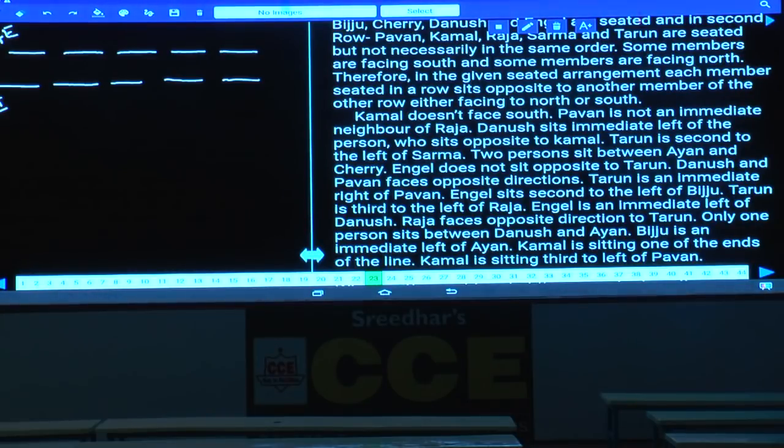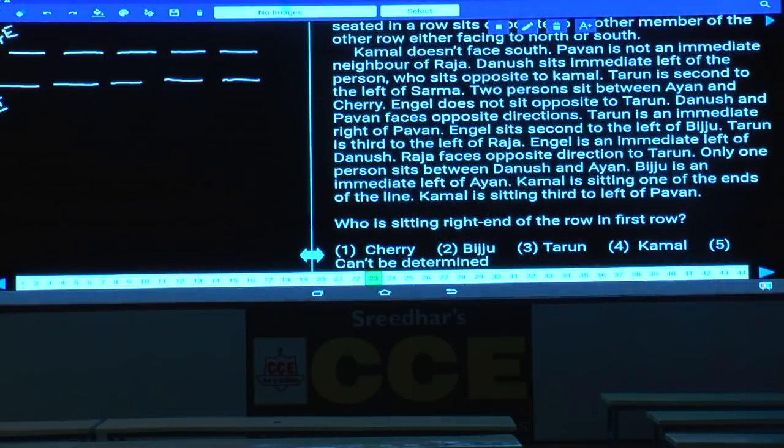And Kamal does not face south. As Kamal does not face south, hence Kamal must face towards which direction? Towards north. As Kamal is facing towards north, and Kamal is seated at one of the ends of the line is given, then what are the different possibilities we can have? If Kamal is here, now this Kamal is facing north. That is one possibility. Then what is the second possibility?